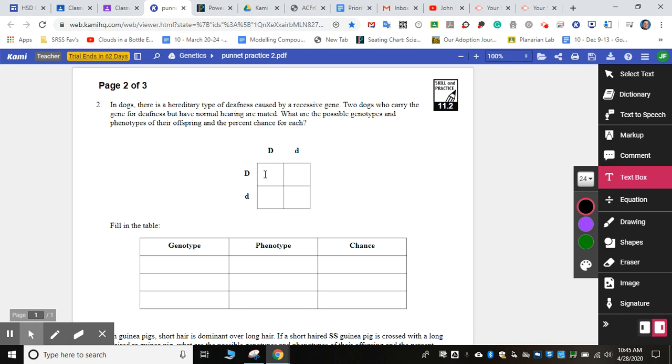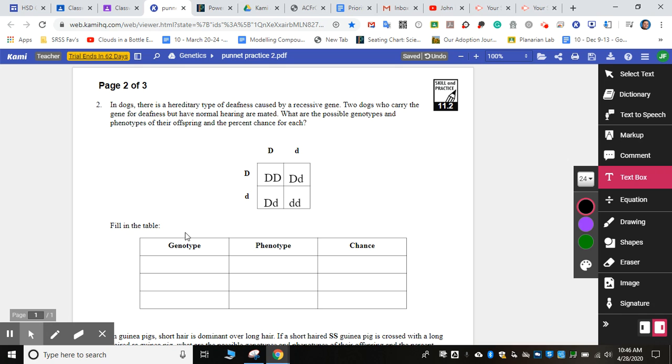So let's start off with our first bit. Remember how to cross? This guy comes down here, this guy comes down here, this guy goes across there, and this guy goes across here. And so our first one, big D, the next one, big D, little d, big D, little d, and little d, little d. So now we've crossed our Punnett square.